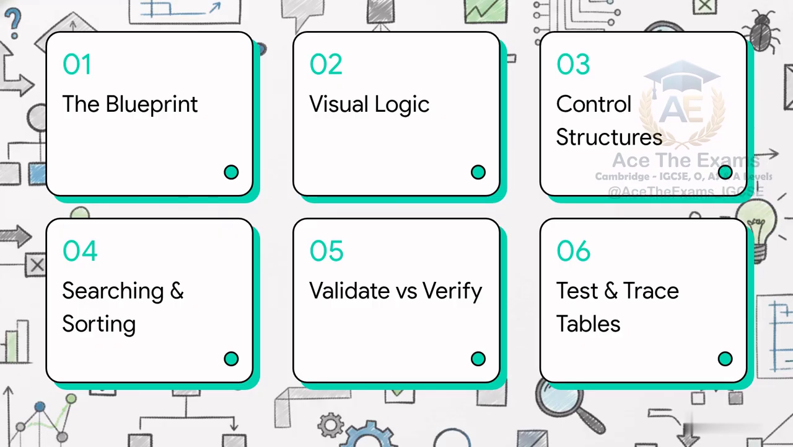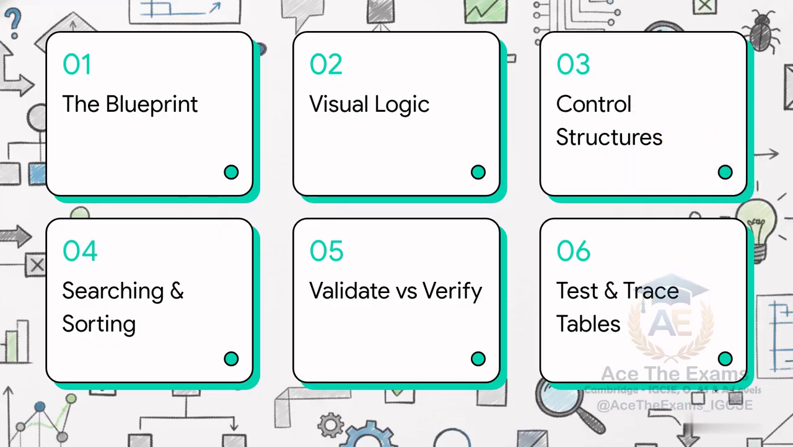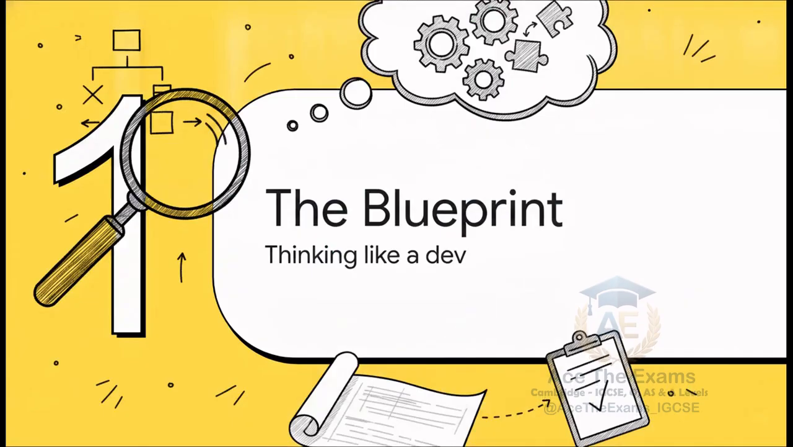1. The blueprint. 2. Visual logic. 3. Control structures. 4. Searching and sorting. 5. Validation versus verification. And finally, 6. Testing and trace tables. Let's kick things off with Section 1, the blueprint.